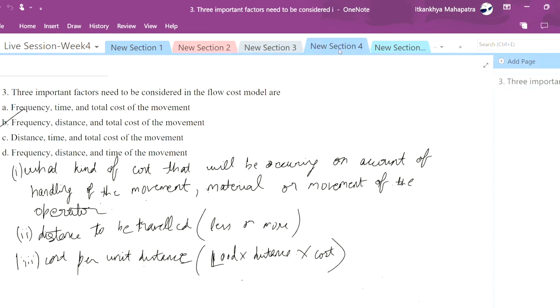Next, if we consider three important factors, what are the factors needed to be considered in the flow cost model? That is frequency, distance, and total cost of the movement. The flow cost model is quite important because here we know what kind of cost will be occurring on account of handling of the movement of material, movement of the operator, distance to be traveled, and cost per unit distance.